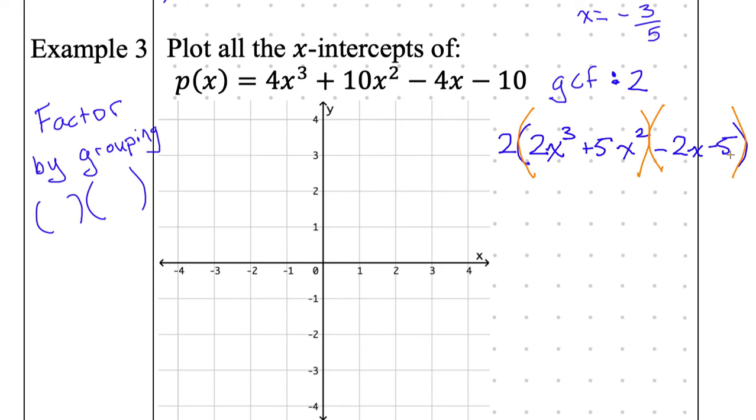All right, I'm going to leave this 2 out front. That 2 is going to stay there for all of our steps. That 2 will always be there. I am now asking you, what is the greatest common factor of 2x to the power of 3 and 5x to the power of 2? Who's got it? These two terms. What is the greatest common factor of those two terms?